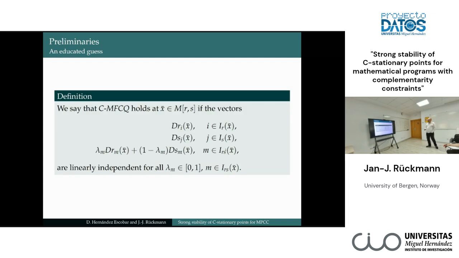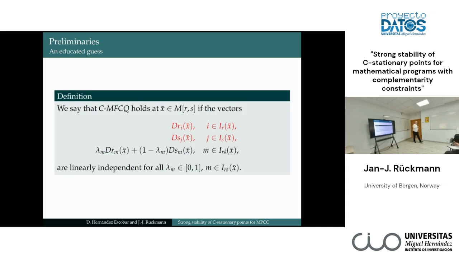And we define here a constraint qualification of the Mangasarian-Fromovitz type, and we call it CMFCQ. Remember the reference, obviously, to C-stationary points here. And you've seen the definition here. The important part, the first part, is obviously referring to this equality constraint neighborhood consideration.